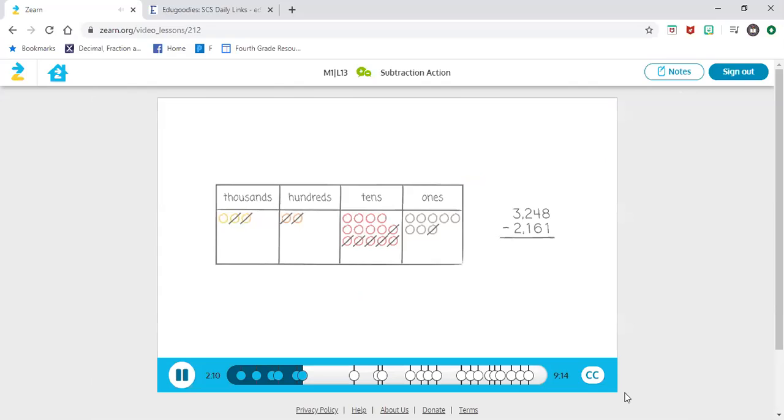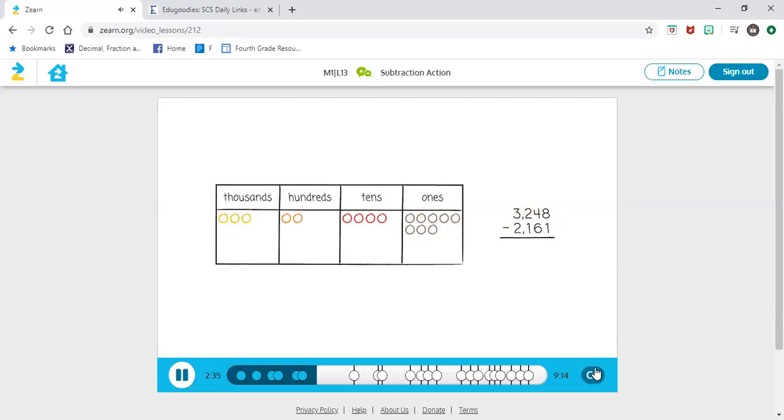Our place value chart shows 1,087. So 3,248 minus 2,161 is 1,087. We can also solve using the subtraction algorithm. We started with 3,248 and checked each place value to see if we had enough of each unit to subtract.